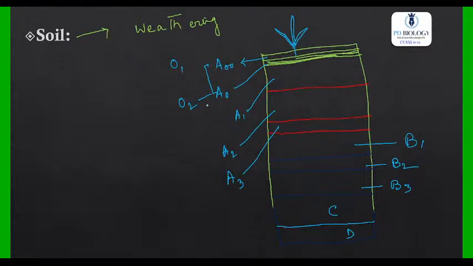A0 is the subhorizon below the A00, just immediately above the topsoil. It contains organic matter in various stages of decomposition. And by the decomposition, the material is converted into a dark substance called humus.